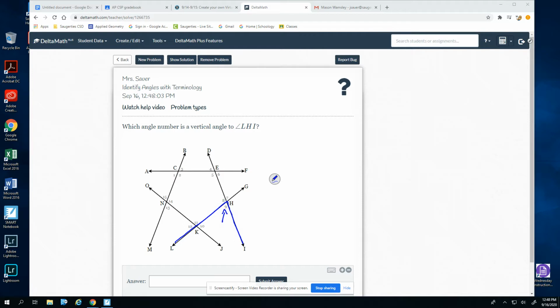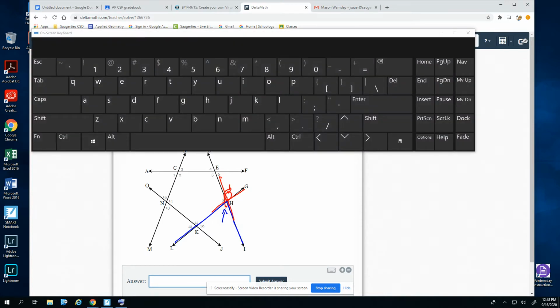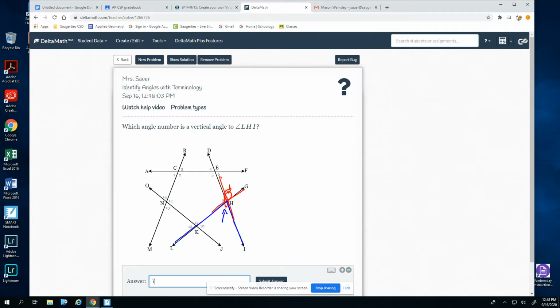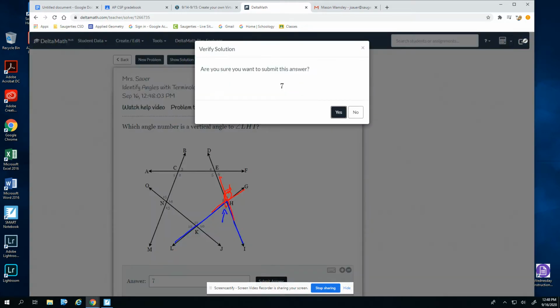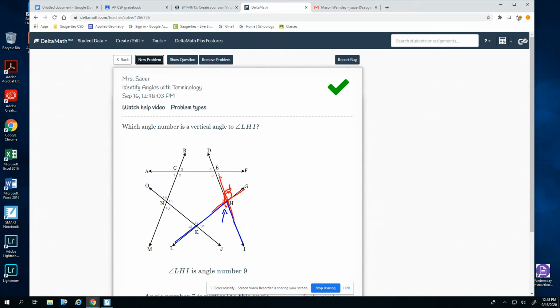To go vertical means to go across from, or find what angle is made on the opposite side by the intersecting line. So that looks like it's number 7. So I am going to go down here and I am going to type a 7. And let's see what happens. Okay, so that's good. So that's vertical angles. We're going to go to a new problem now.